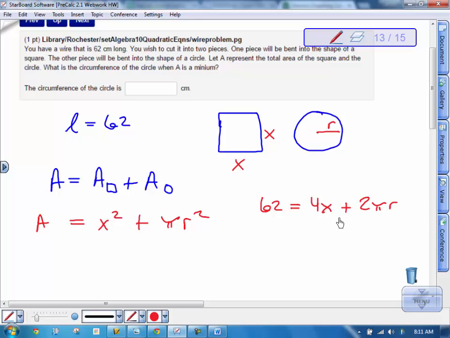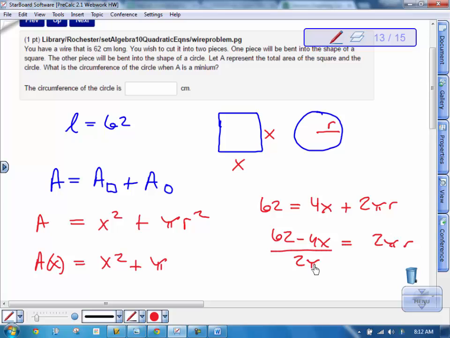So now I've got two equations. I can solve this equation right here for x, or r even. Let me solve it for r and plug in here. So then I'll get an area formula in terms of just x. So I need to solve for r, so I'd subtract 4x from both sides, and then I would divide both sides by 2 pi. And that goes right here.